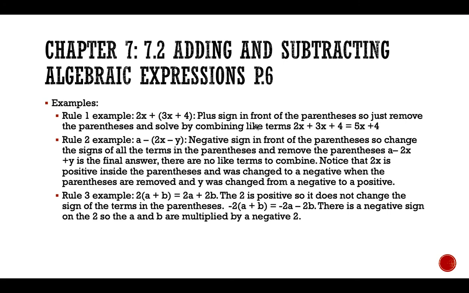Rule 3, 2 times (a plus b). Remember, we have to multiply everything in the parentheses by 2. So it becomes 2a plus 2b. In this case, the 2 is positive, so it doesn't change any of the signs of the terms in the parentheses. But for this expression, negative 2 times (a plus b), since the 2 is negative, we're going to multiply a by negative 2 and b by negative 2. And remember the rule, when you multiply a negative and a positive, the answer is negative. So this becomes negative 2a minus 2b.